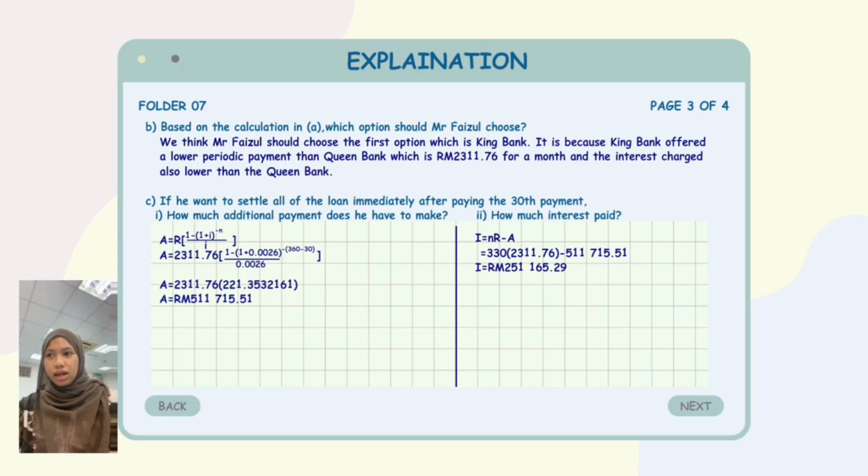The third question is, if he wants to settle all of the loan immediately after paying the third payment, how much additional payment does he have to make? First of all, we will list the information given and write the formula, which is A equal to R, 1 minus bracket 1 plus I, the power of negative N over I. After that, we will substitute the information given and solve it. The next question is how much interest is paid. The formula that we will use is I equal to N R minus A.